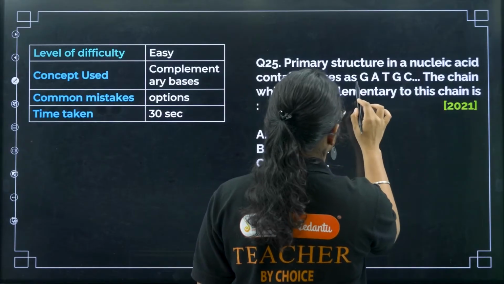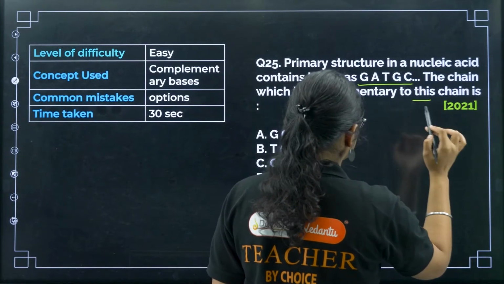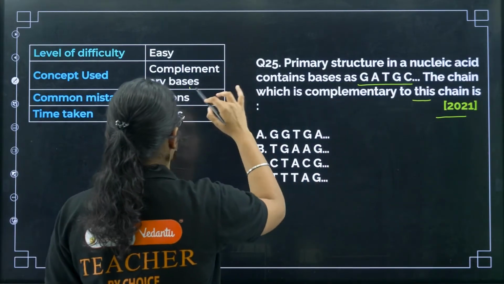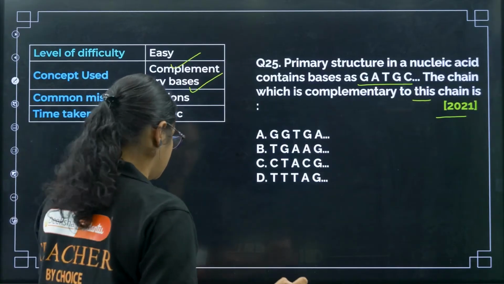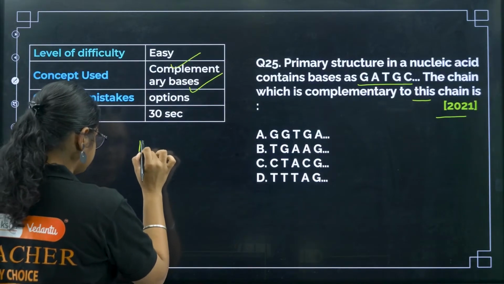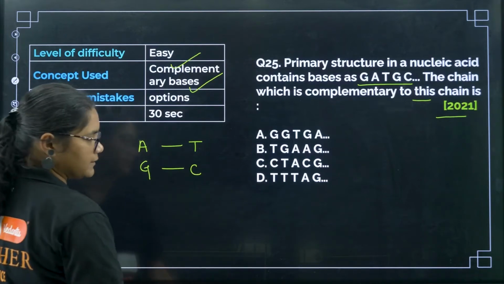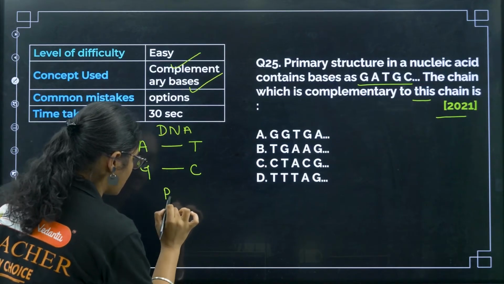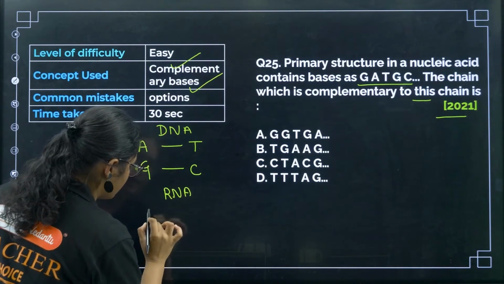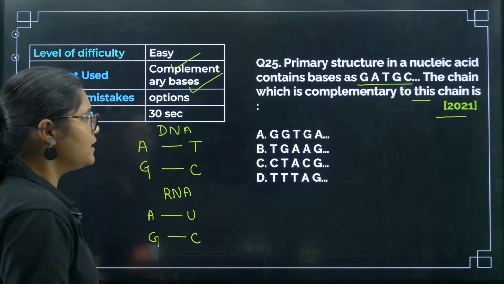acid contains bases as G, A, T, G, C. The chain which is complementary to this chain is. So 2021 question, complementary of bases theory, if you know, then this is a very super easy question. Here you should know that A forms bond with T and G forms bond with C, right? This happens in case of DNA. But if you have RNA, then A will form bond with U and G will form bond with C, right?